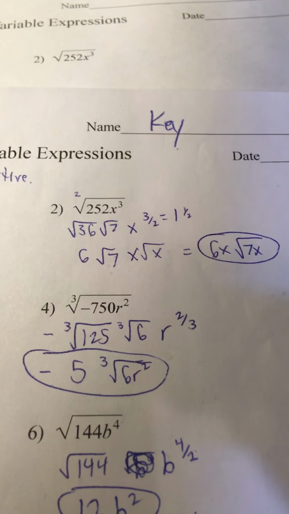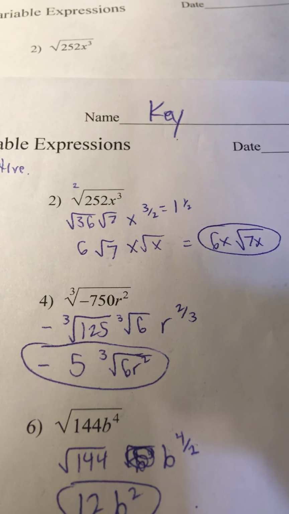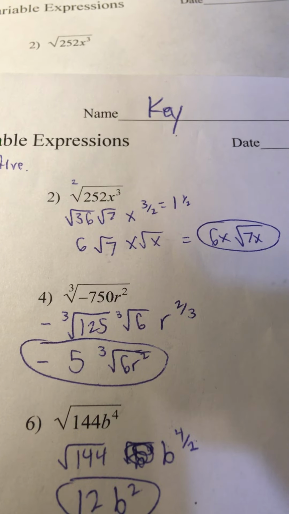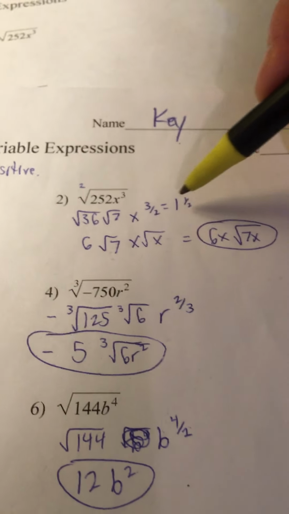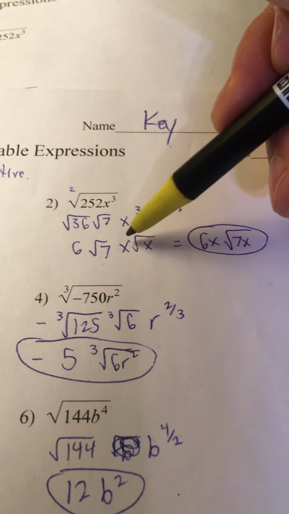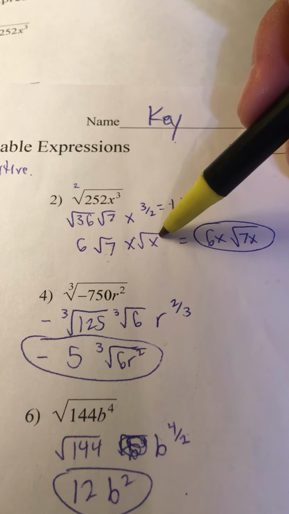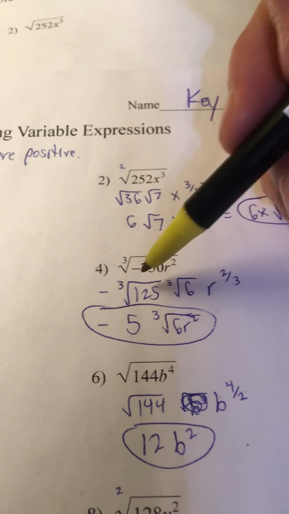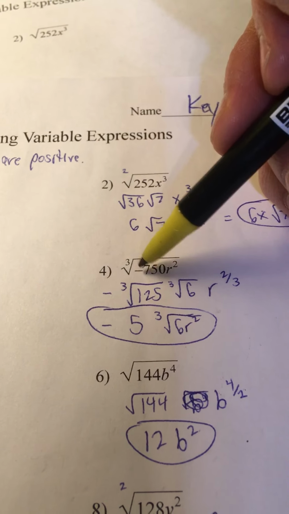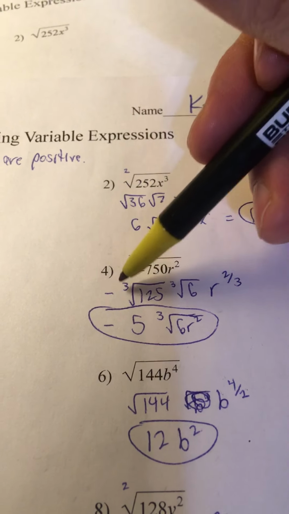Let's check our answers. So these 4, number 2, square root of 252, x to the 3rd. That's going to be square root of 36 times 7, so 6 square root of 7. And then the variable part is going to be x to the 3/2. So that's going to be 1 1/2, which means you get just an x and then a square root of x. So put it together, 6x square root of 7x. Number 4, remember, negative under the root, if it's an odd root, you don't have to have i. It just means the answer is negative.